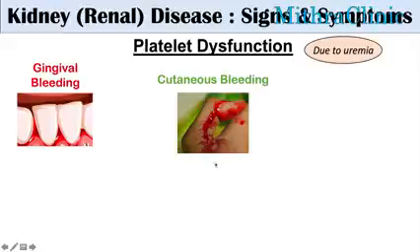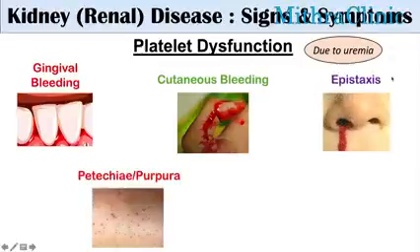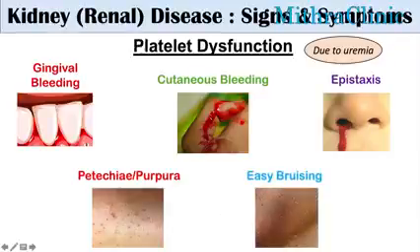Increased cutaneous bleeding, so if they cut themselves on their hand, the bleeding may be difficult to stop. Epistaxis, so a nosebleed. Petechiae and purpura, so these little red and purple spots on the skin. This is superficial bleeding within the skin. And easy bruising. They can gently hit their arm on a surface and it can be bruised quite easily. So these are all signs of platelet dysfunction. Again, platelet dysfunction, secondary to uremia, we see gingival bleeding, cutaneous bleeding, epistaxis, petechiae, purpura, and easy bruising.